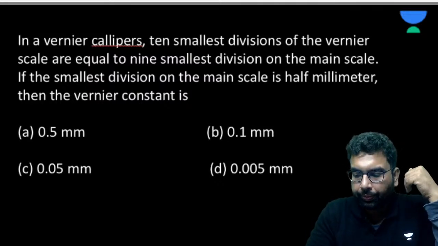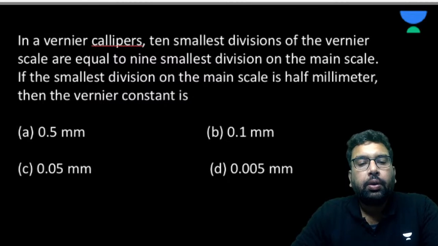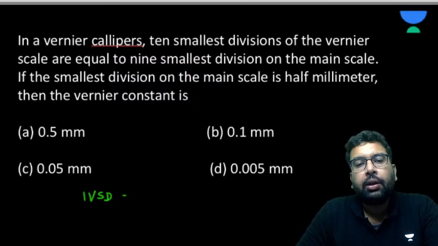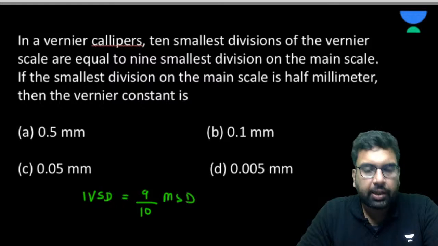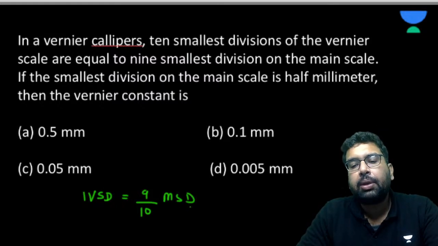Yeah, for sure. Right. So it says in a vernier caliper, 10 smallest divisions of the vernier scale are equal to 9 smallest divisions of the main scale. So basically one vernier scale division is 9 by 10 of a main scale division, isn't it? So 10 small divisions of the vernier scale is 9 small divisions of the main scale, so it is 9 by 10 MSD.